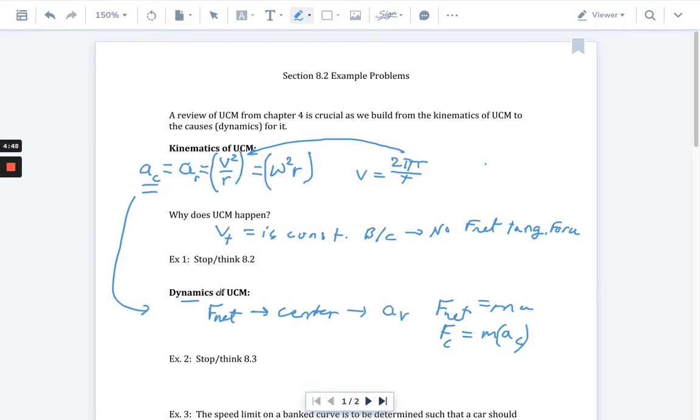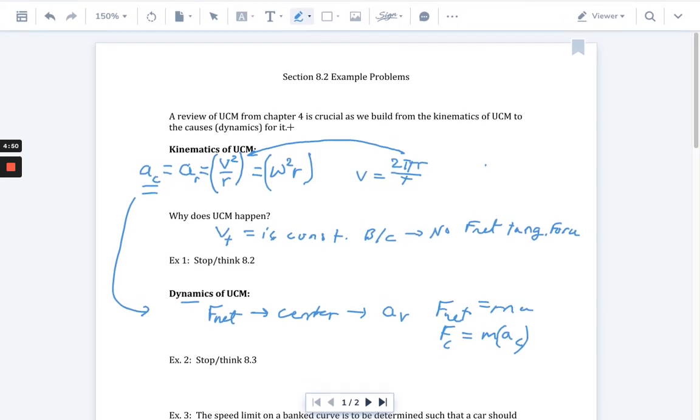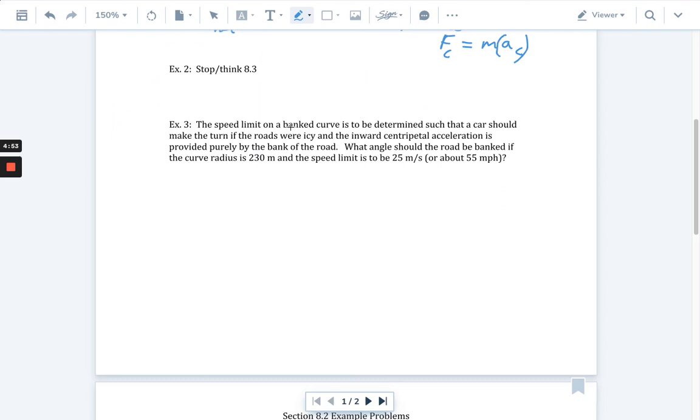Stop and think, you can also go back and look at. Remember, the answers to the stop and think questions are in the back of the chapter, after the last problems in the end-of-chapter section.